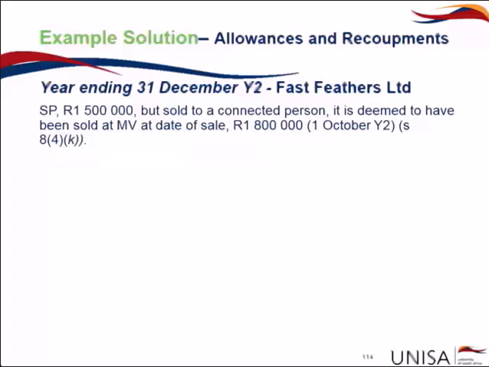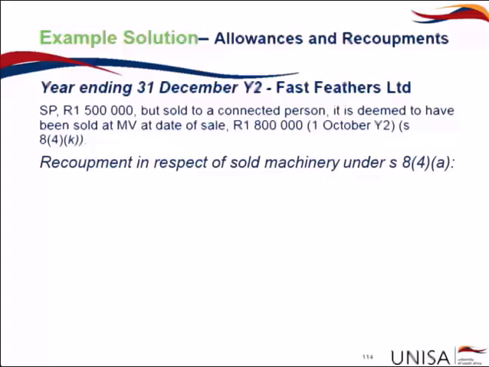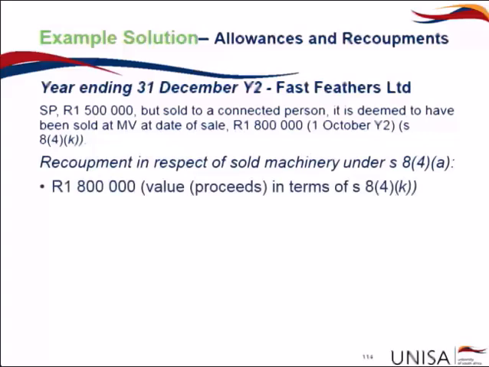The recoupment in respect of the sold machinery needs to be calculated using that 1.8 million. Remember, we said we use the lesser of the selling price or the cost. Well, it had a cost of 3 million. The selling price is 1.8. We're going to use 1.8.